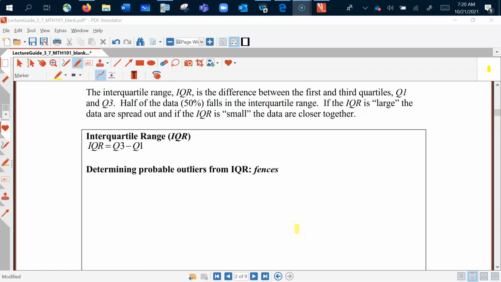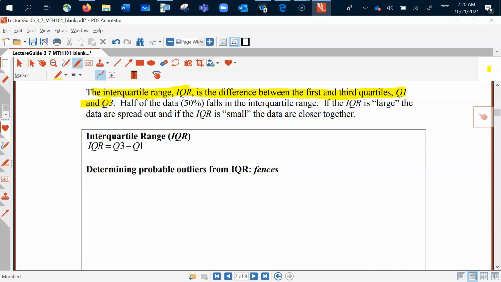Now we've discussed the 5-number summary: the minimum value, the first quartile, the second quartile, which is the median, the third quartile, and the maximum. Now we have this numerical computation called the interquartile range, which is simply the difference between the first and third quartile. So it's going to be computed by taking Q3 and subtracting Q1.